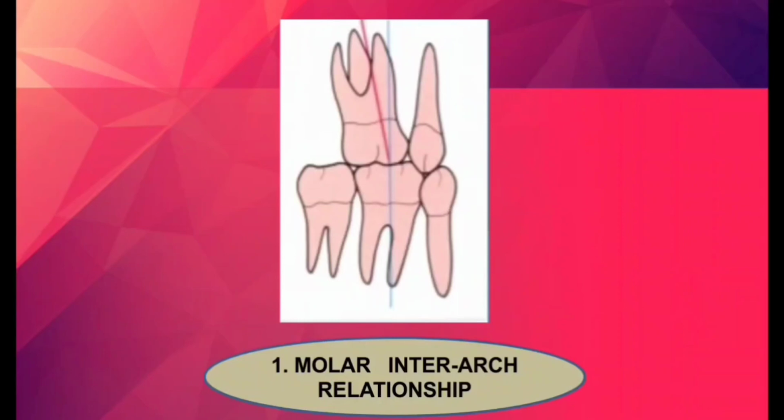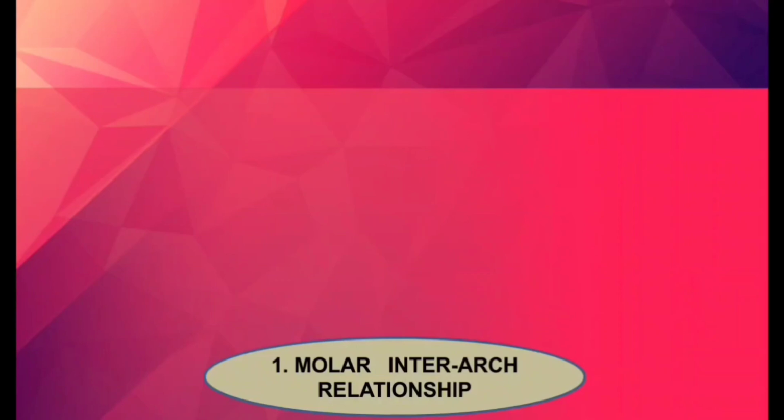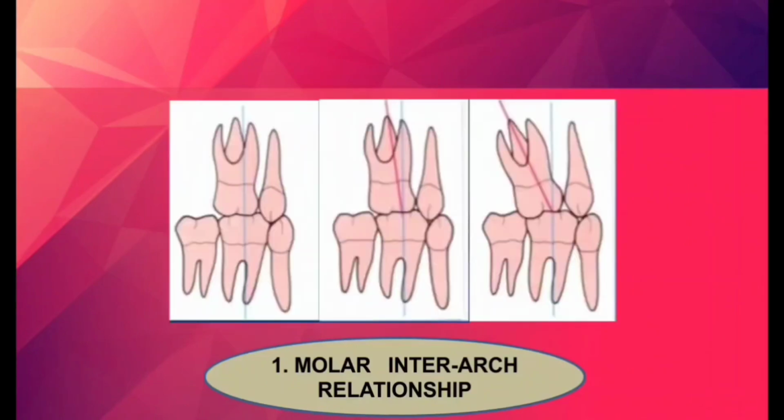Now coming to the first key, that is the molar inter-arch relationship. As we all know, the mesiobuccal cusp of the upper first permanent molar should occlude in the mesiobuccal groove of the lower first permanent molar. The crown of the upper first molar must be angulated so that good intercuspation can be achieved. These diagrams show examples of occlusion with a poor class 1 molar relationship according to Andrews, caused by insufficient crown angulation of the upper first molars.